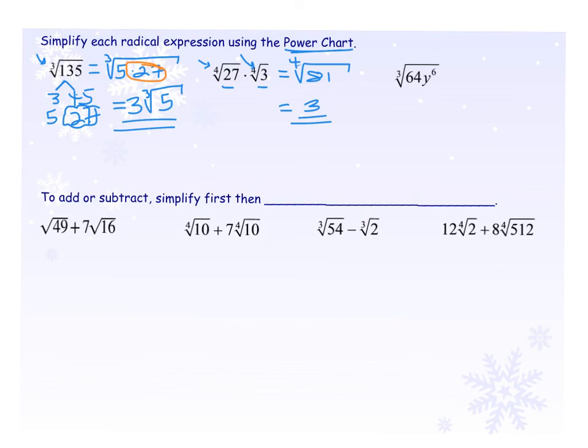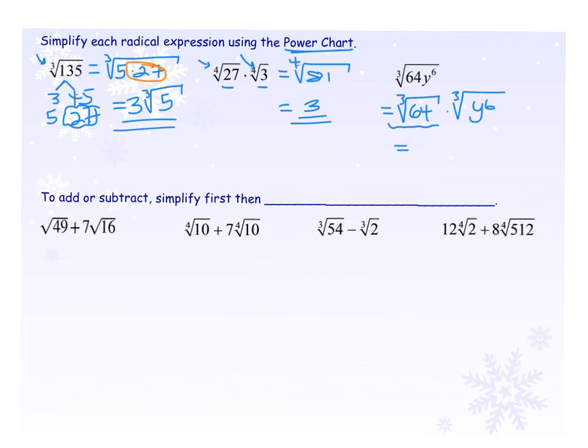If we have the cubed root of 64y to the 6th, what you want to do is split apart the number base and the variable base. Here's how we do that. If we take a look at the cubed root of 64 times the cubed root of y to the 6th, the cubed root of 64 is on our list. That's a perfect cube value.